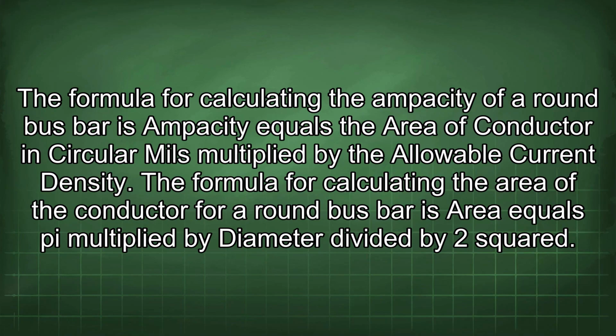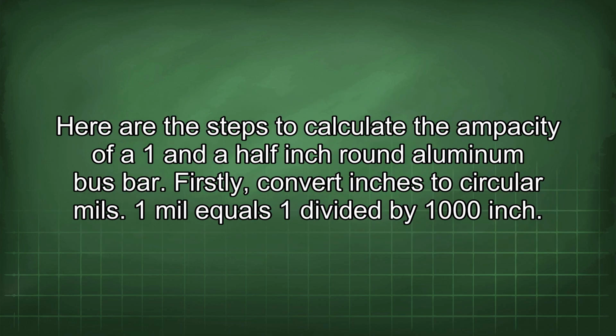The formula for calculating the ampacity of a round bus bar is: ampacity equals the area of the conductor in circular mils multiplied by the allowable current density. The formula for calculating the area of the conductor for a round bus bar is: area equals pi multiplied by (diameter divided by 2) squared. Here are the steps to calculate the ampacity of a 1.5 inch round aluminum bus bar.